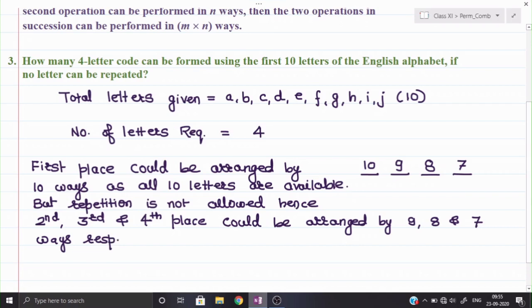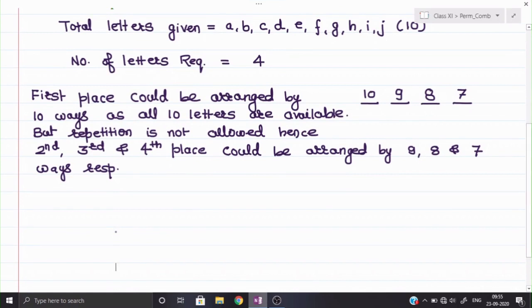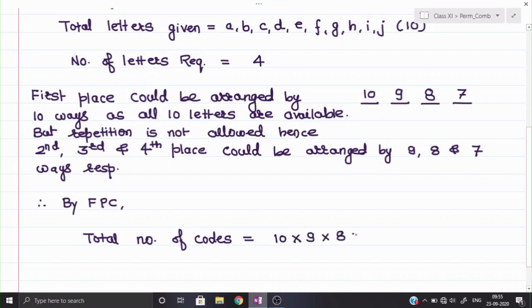Okay, so now we shall apply the fundamental principle of counting. We got the individual ways. Now to compile all, we shall multiply. Therefore, by the fundamental principle of counting, we can say that the total number of codes is equal to 10 into 9 into 8 into 7.